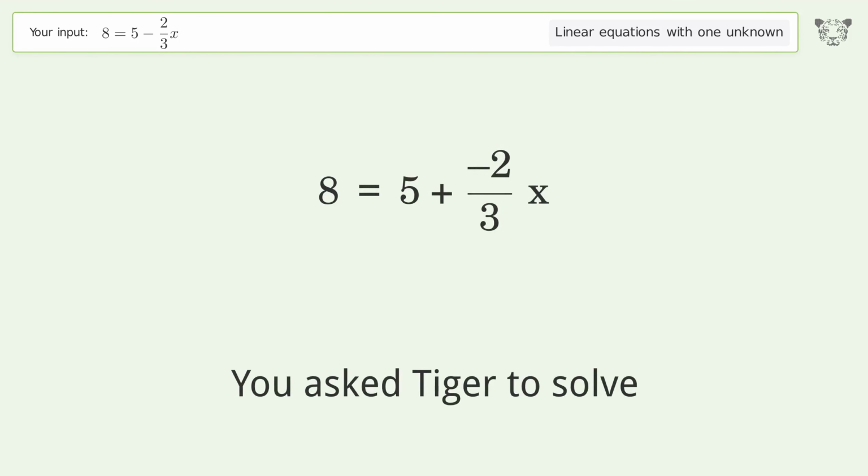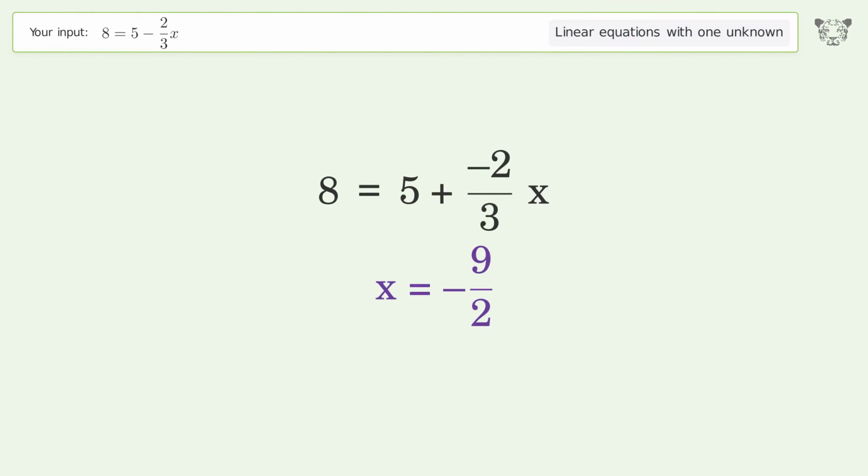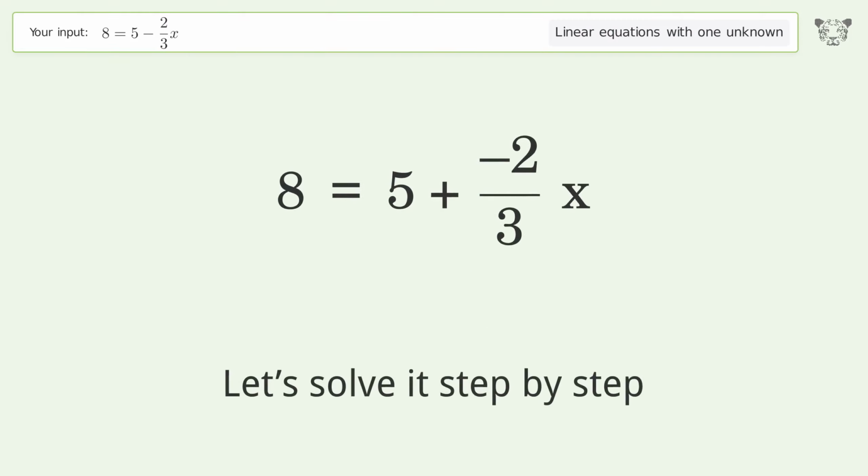You ask Tiger to solve this. It deals with linear equations with one unknown. The final result is x equals -9/2. Let's solve it step by step.